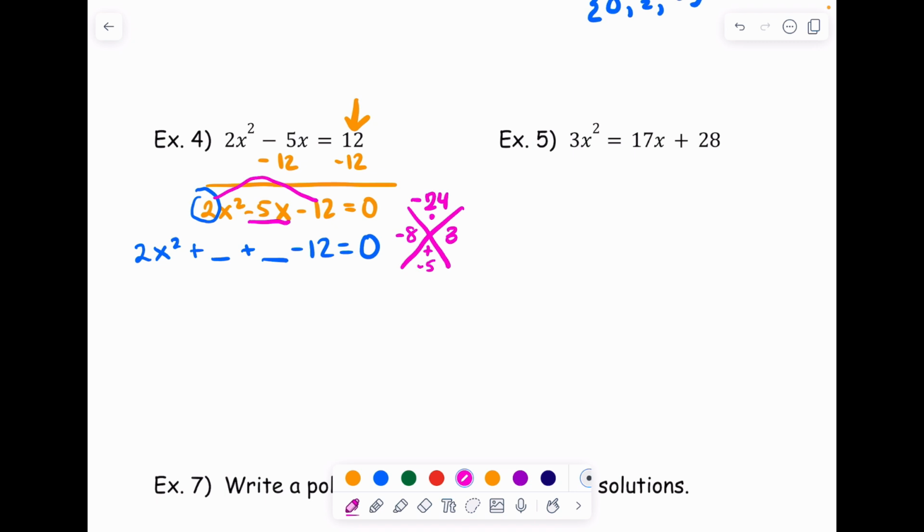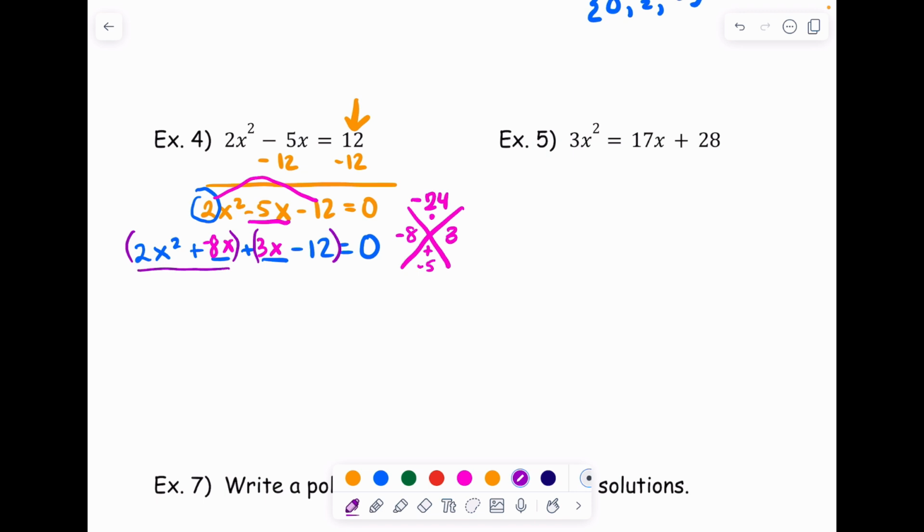Now our two values are negative 8 and 3. I would always put the negative 8 first and the 3 second. But in order for these two things to add up to a negative 5x, they would both have to be x terms. Now we have 4 terms, so we can factor by grouping.